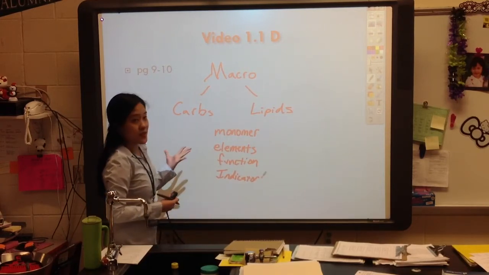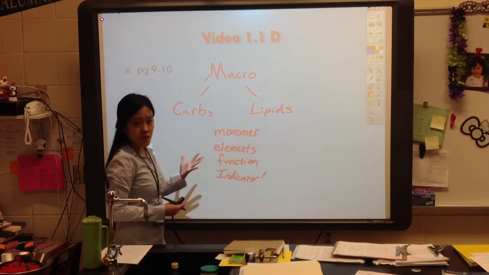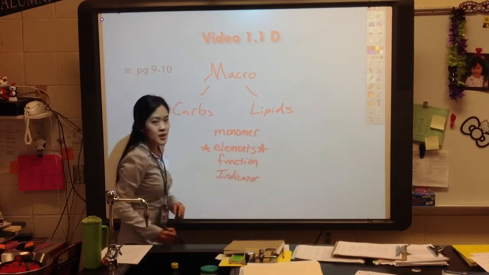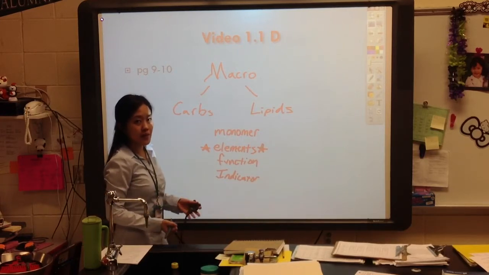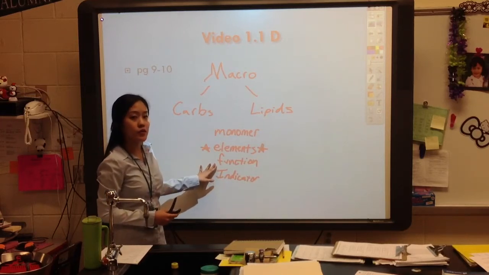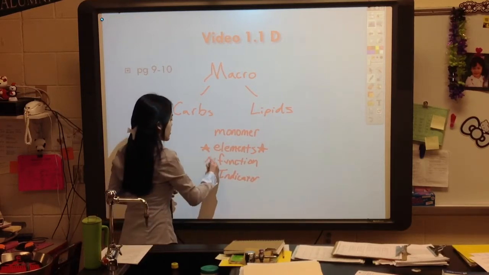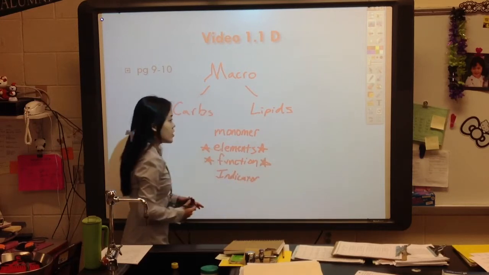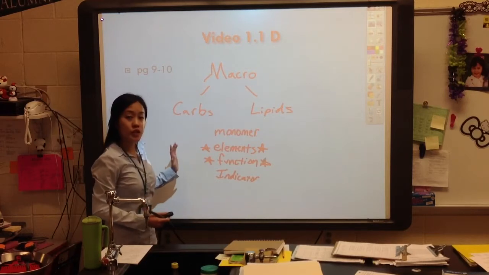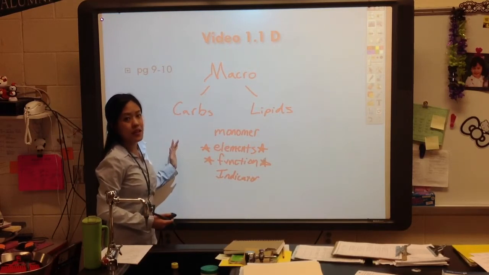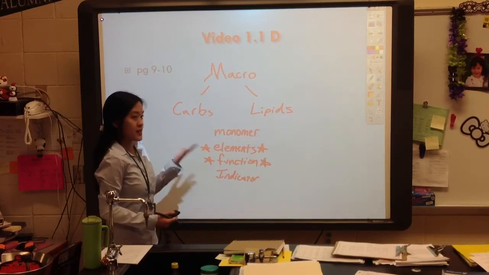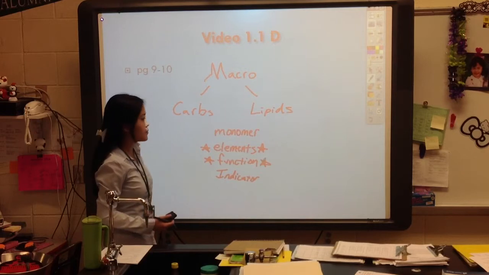Carbs and lipids had several things in common. One of them was that the elements were the same. C, H, and O, both of them had the elements CHO. And for function, both of them can be used for energy. So that was also another thing that they had in common. The difference in the functions, however, is that for carbohydrates, that's short-term energy, and carbs can be used for structure within a cell, like the cellulose of a plant's cell wall.